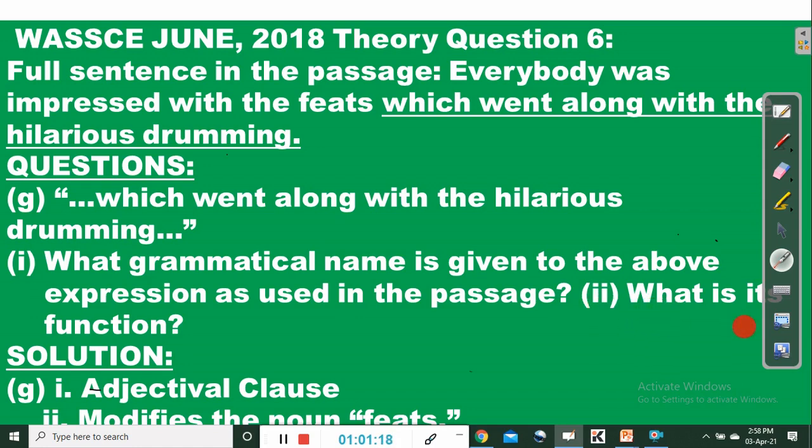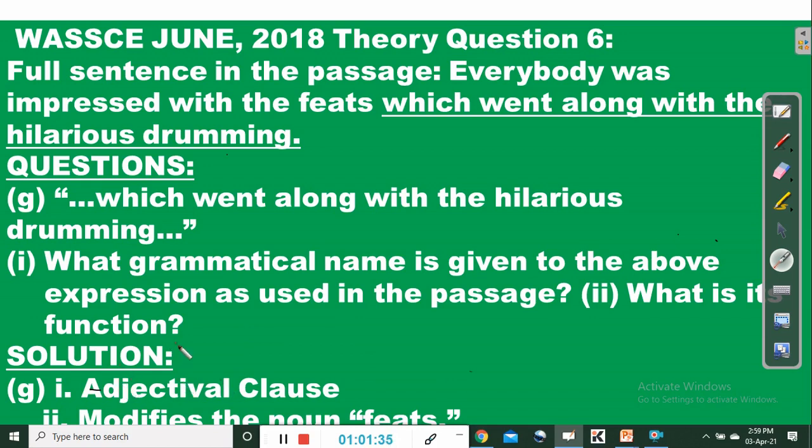Then question II: what is its function? The same questions. What differs is the grammatical expression, but the same set of questions are asked on a new type of expression lifted from the passage each time.